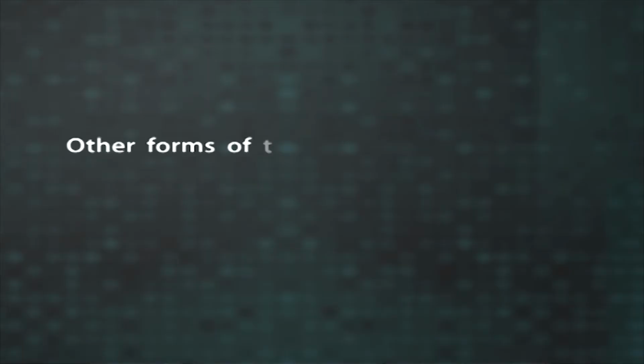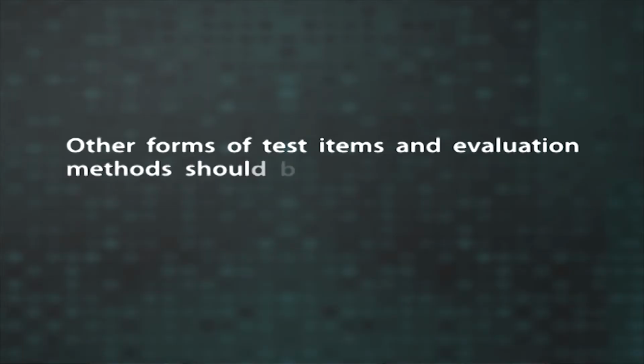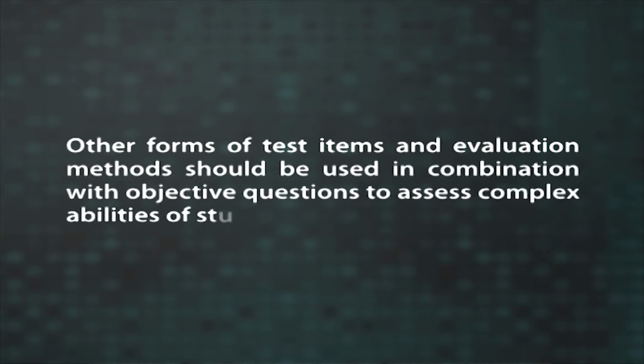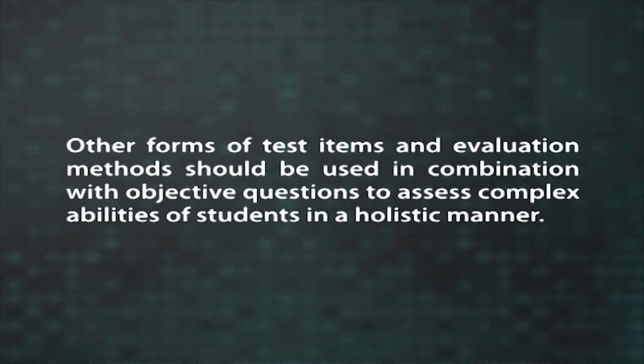Typically, an objective type question measures a single objective or learning outcome, but sometimes in educational evaluation, evaluators need to assess certain complex skills of students. Such complex skills may involve the combination and coordination of a set of behaviors which cannot be tested properly and effectively using simple objective questions. Other forms of test items and evaluation methods should be used in combination with objective questions to assess complex abilities of students in a holistic manner.